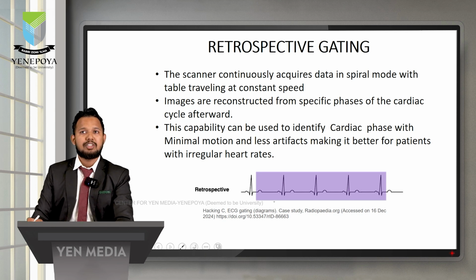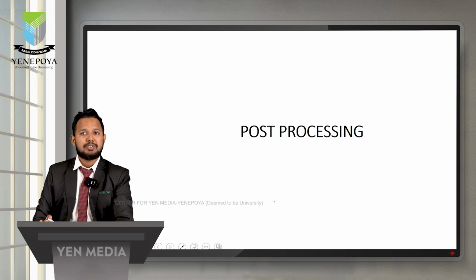Okay, now let's move on to the post-processing. So the post-processing of the CT coronary angiogram is a complex component of the CT coronary angiogram study. So the techniques which will be involved in this are calcium scoring, multiplanar reconstruction, curved planar reconstruction, volume rendering, and maximum intensity projection.